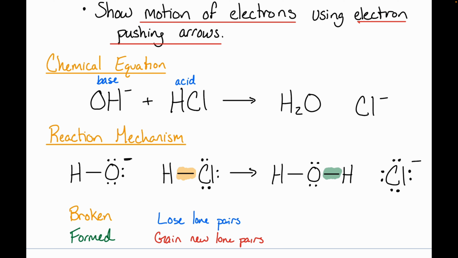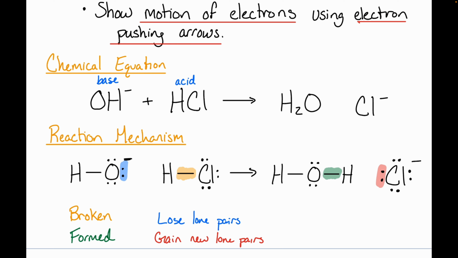For my hydroxide, oxygen on the left-hand side has 3 lone pairs. On the right-hand side, it just has 2. All right. Do we gain any new lone pairs in this reaction? On our chloride ion, right? Chlorine has 3 on the left-hand side. It has 4 lone pairs on the right-hand side.